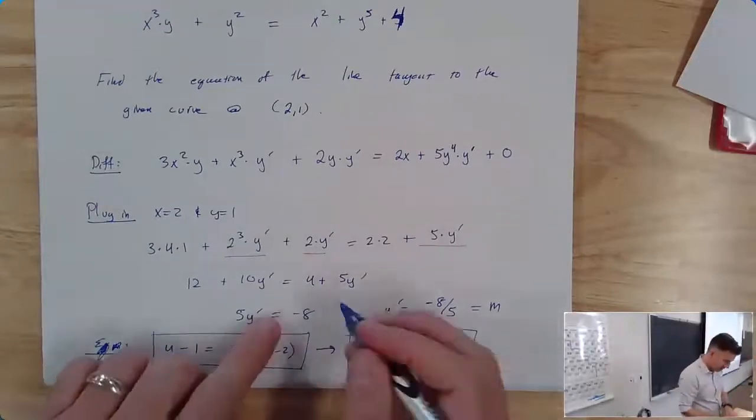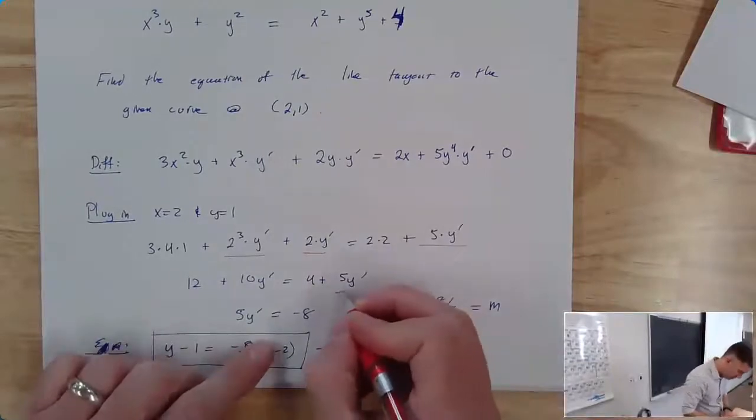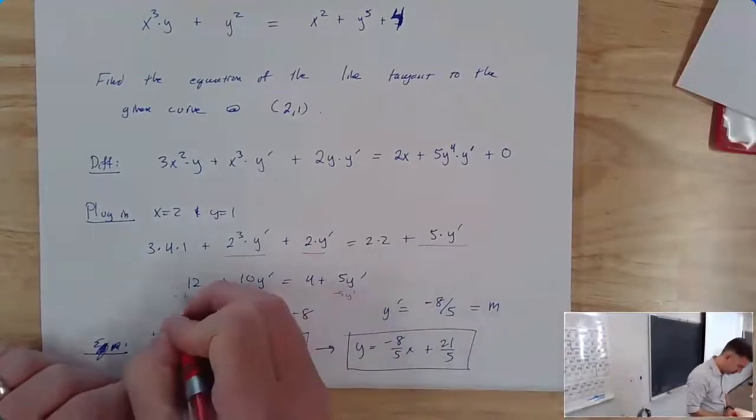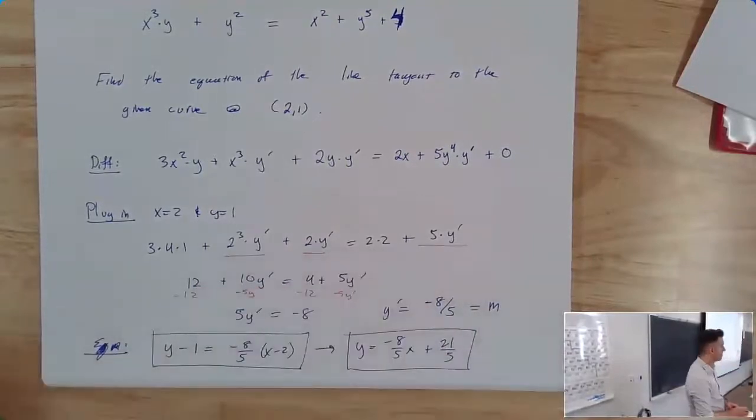So I subtracted the 5y prime from both sides. And then I also subtracted 12 from both sides. You can get there however you want. So, what were you going to say? Sorry.